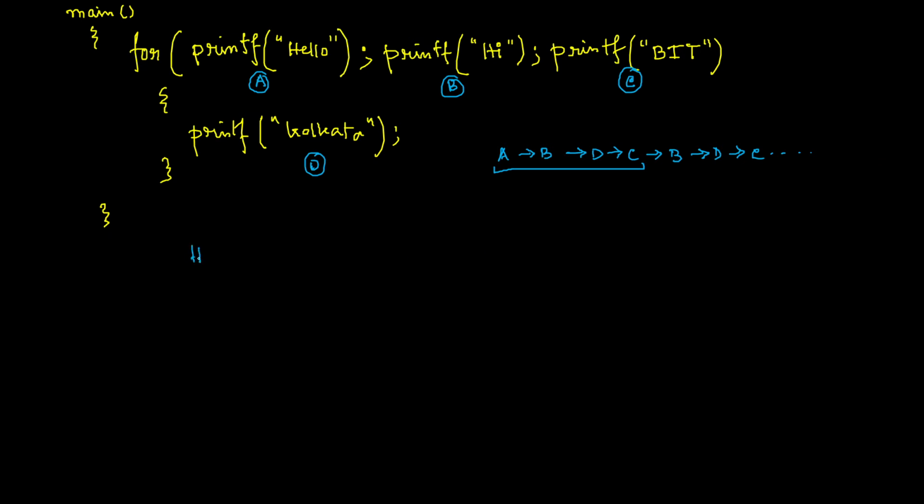First hello will get printed, then hi will get printed, then Kolkata will get printed, then BIT will get printed. That's all. And if you think about what will happen after BIT? After BIT again hi will get printed.